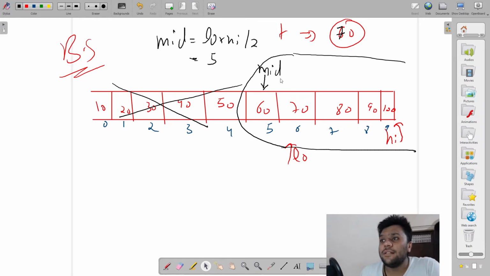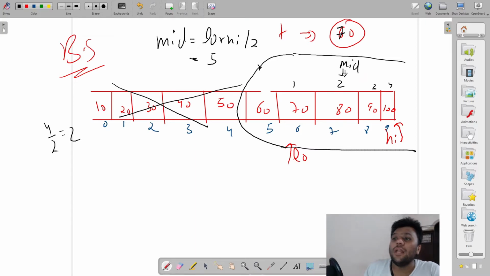So now I will index them again, from over here 1, 2, 3, and 4. Then I will again calculate their mid. So their mid will be 4 by 2, which is 2. So my mid will move from over here, let me erase it, and it will come over here. Now I will again check, is my mid greater than my target or less than my target? So my mid is greater than my target.